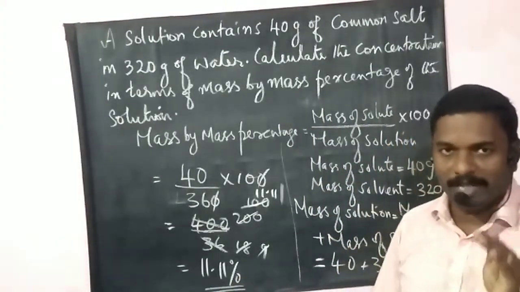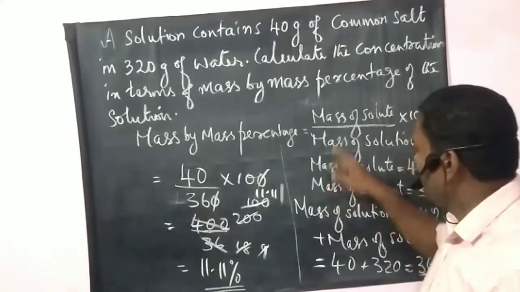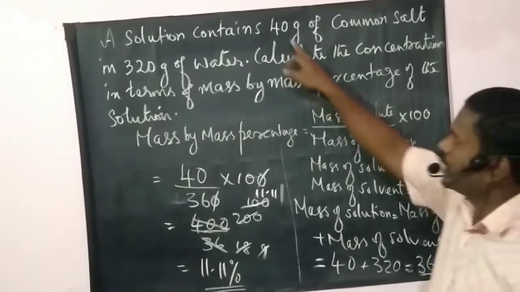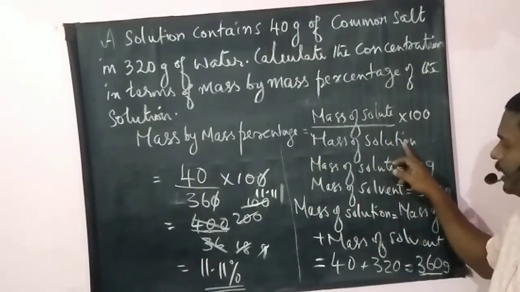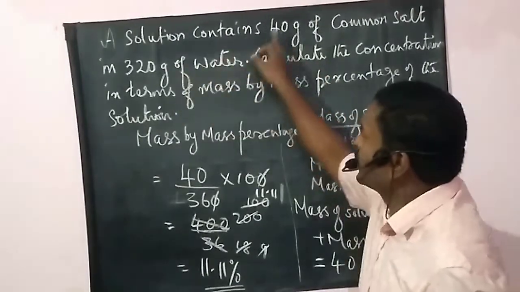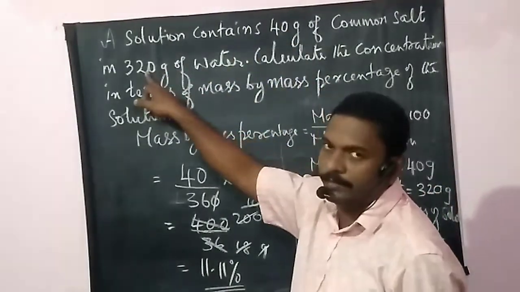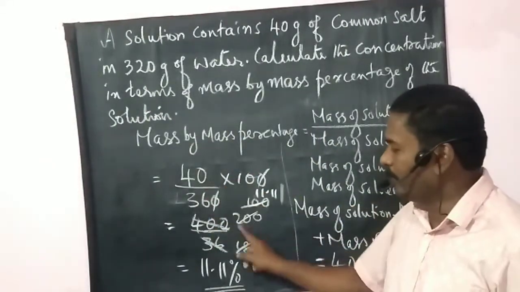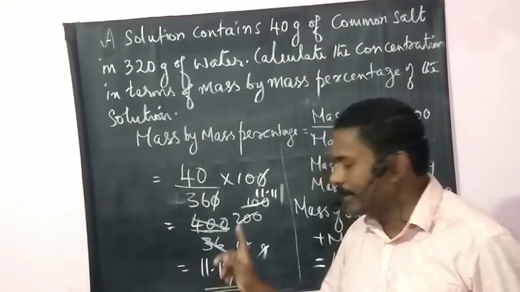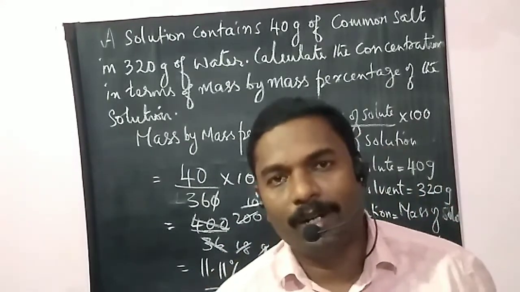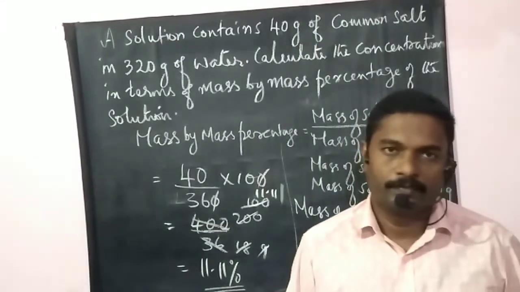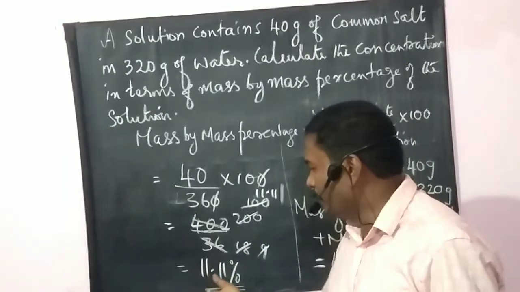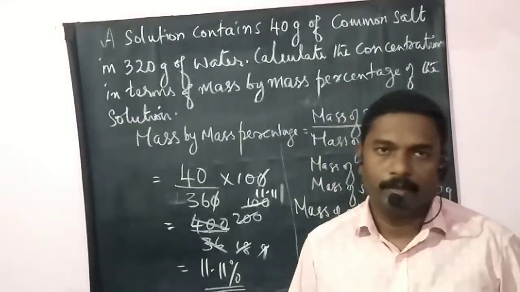To calculate mass by mass percentage, we need the equation as mass of solute by mass of solution into 100. Solute given here is 40. Solution here it is solvent plus solute. So 40 plus 320. That is 360. So 40 by 360 into 100, and then simplify, we get the answer as 11.11 percentage. Okay, so the answer we got as 11.11 percentage.